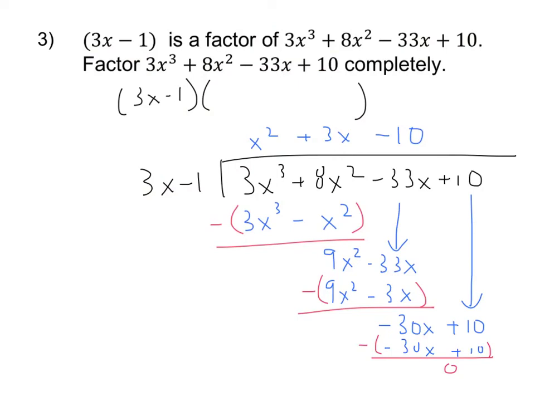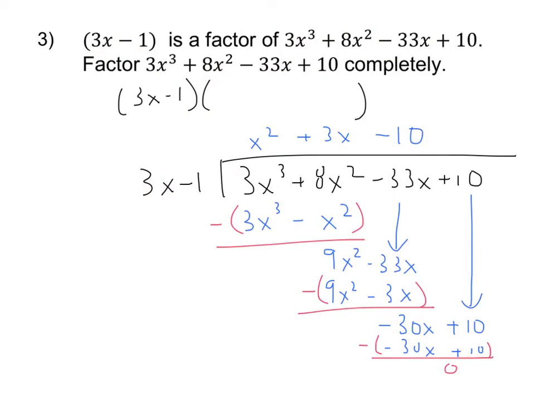And if we think about it, that makes sense. We shouldn't get a remainder because we know that 3x minus 1 is a factor, meaning that 3x minus 1 should go into this polynomial evenly. We shouldn't get any remainder. So when you're doing these problems, if you get a remainder other than 0, you should know that you did something wrong. Okay? All right.